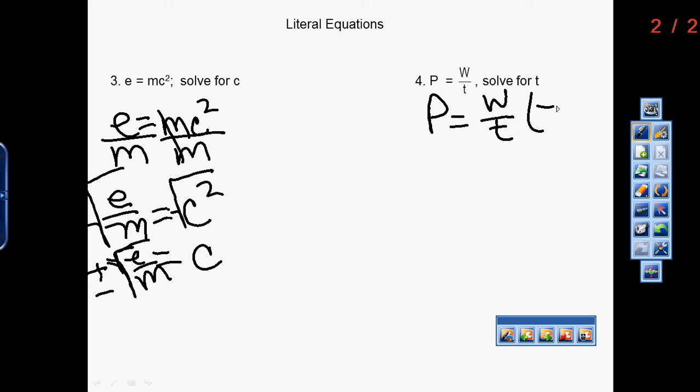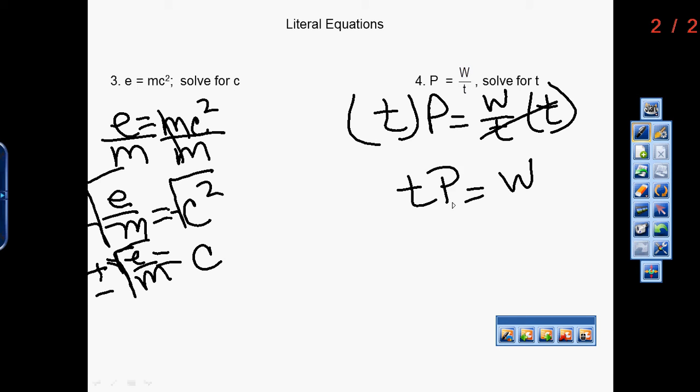And I got to multiply both sides by t so that I can get t to the top. Once I do that, I'm left with w equals tp. Now, if I want to solve for t, I just simply got to divide by p. And that's going to leave me t equals w divided by p. Remember to pause your video if you need a moment here.